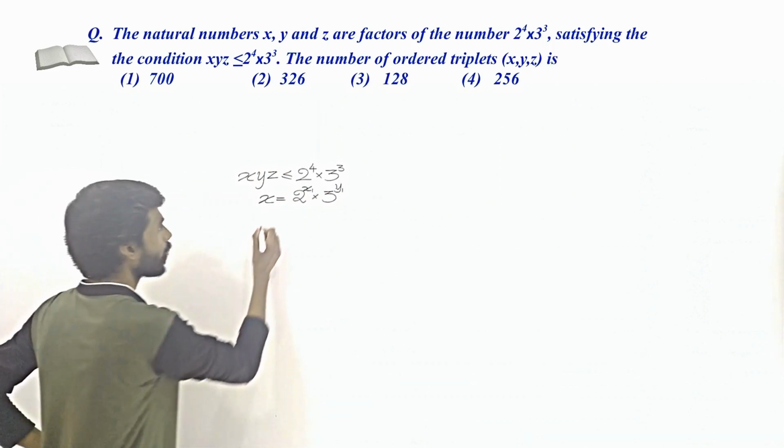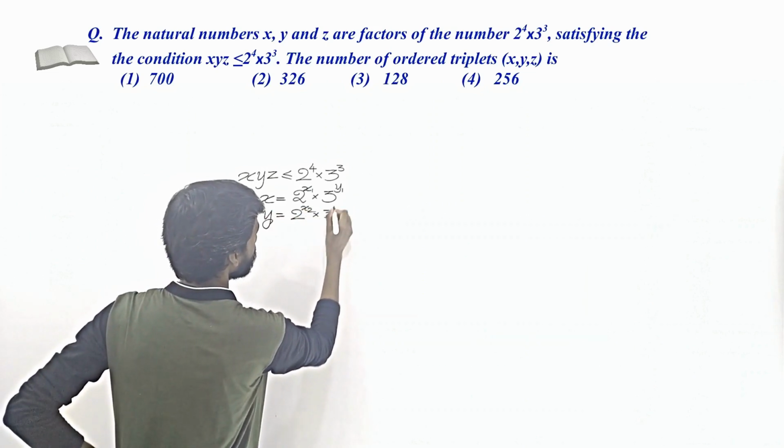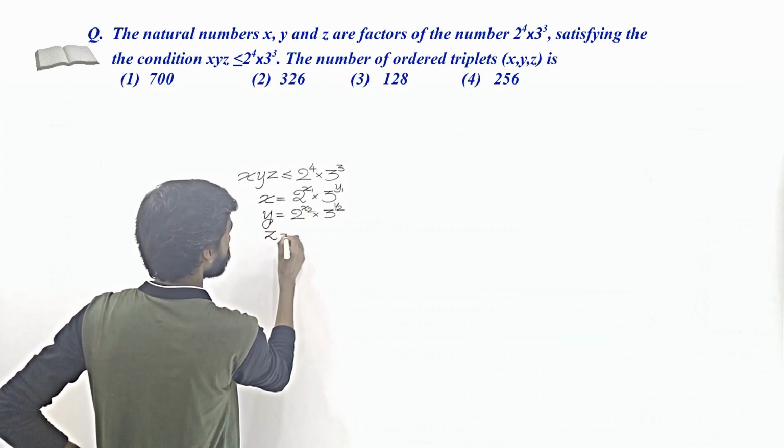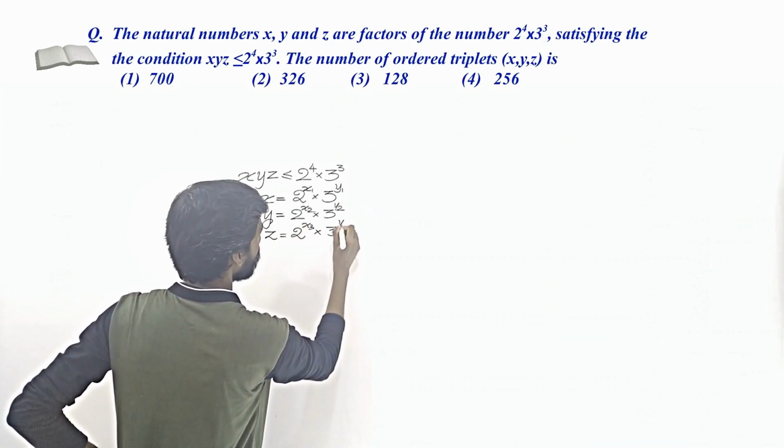Similarly, y is also a factor, so which must be of the form 2 to the power some number, so call it x2, multiplied by 3 to the power y2. So same goes with z, 2 to the power x3 multiplied by 3 to the power y3.